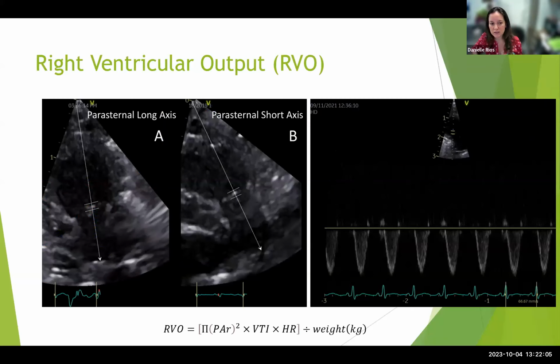So RVO, right ventricular output, represents the amount of blood that's ejected from the RV into the main PA with the equation as shown. We obtain this from either parasternal long or short axis, and we use the one that has the best angle of inclination, and we want that perpendicular to the valve. The annulus will be measured at the hinge points of the pulmonary valve leaflets while open to obtain the pulmonary artery radius. The VTI is the velocity time integral from the Doppler tracing, and the heart rate is obtained while measuring VTI to calculate the output.